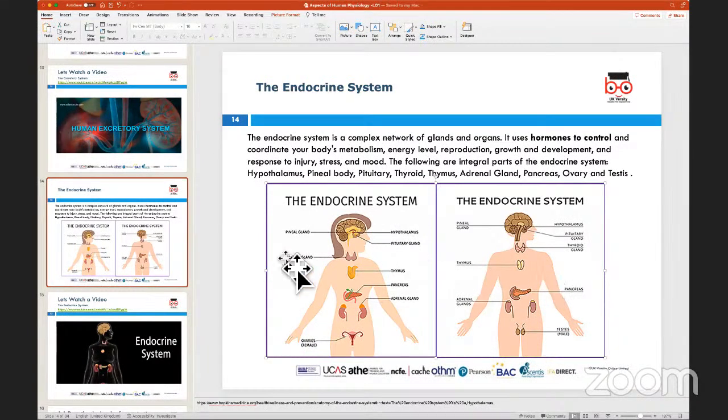And that is why we have to have two different diagrams or pictures to be able to look at the endocrine system within females and the endocrine system within males. Now, each gland within the endocrine system produces specific hormones. This enters the bloodstream.